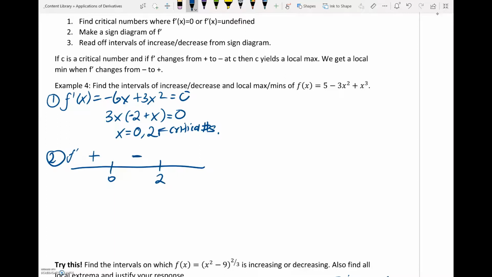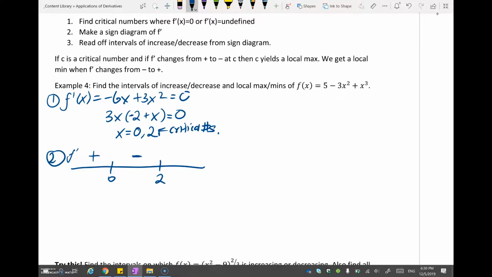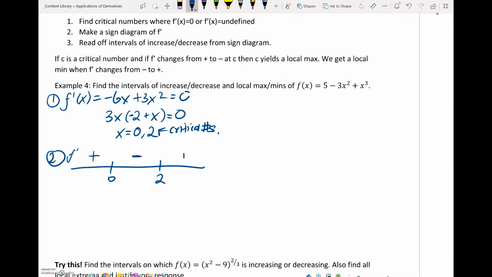And then lastly, I can plug in a number that's larger than 2, which is 3, back into our f prime of x equation. So 3 times 3 is 9, multiplied by another positive number, so this is positive. So again, you're just plugging in numbers into the f prime of x to figure out what your signs are. Now, since our interval is positive, that means our function is increasing. If it's negative, it's decreasing. Positive, increasing.